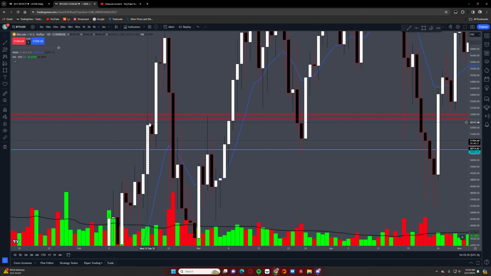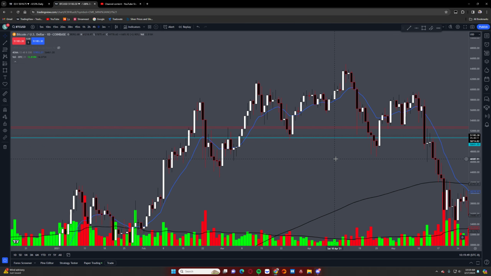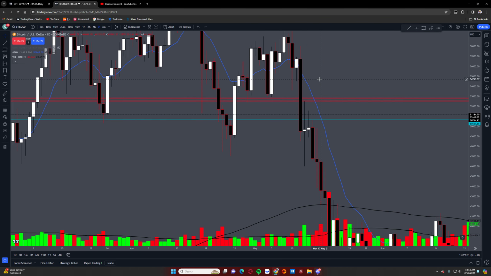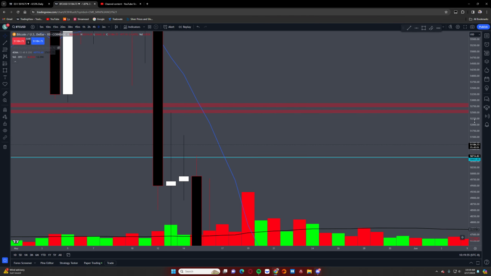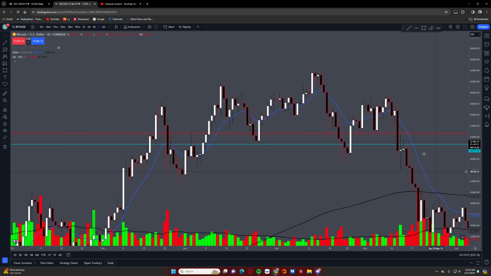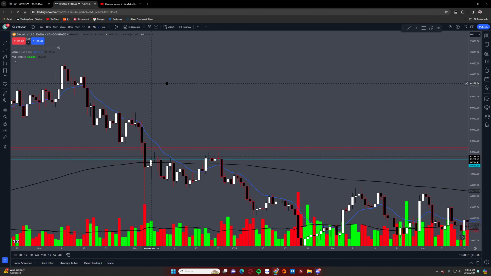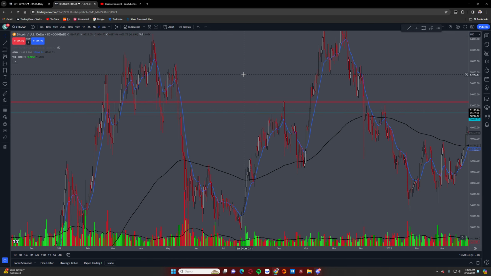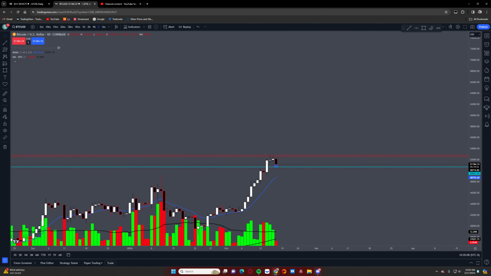Look what happened here. 1, 2, 3. Now it's being used as support over here. We came up, dipped into it, bounced off. Right? Oh, tell me this is another one. Look at that. That's just perfect right there. That is the power of demand zones. Anyways, let's go back to where we are now.